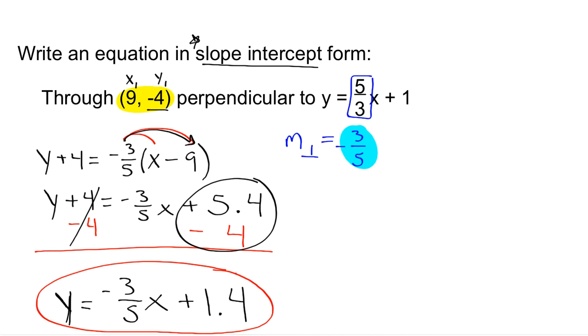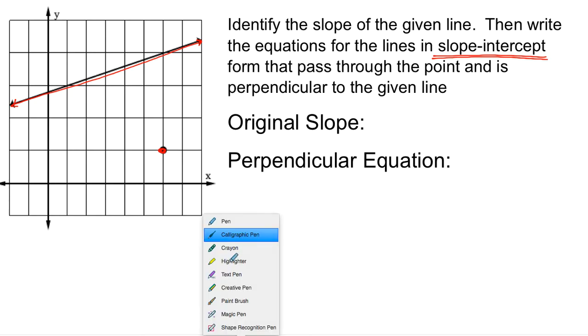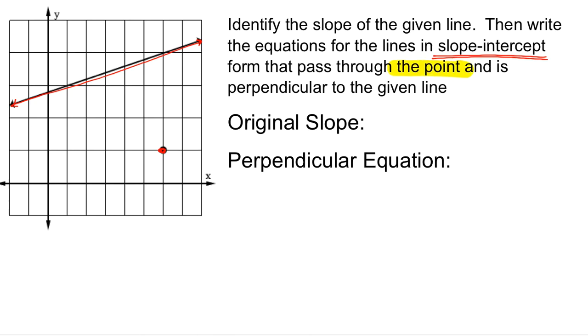And the last example we'll go through is really similar to this. The information is given in a little bit different format. I'm given a picture of a line, and I'm given a point. If I read the directions, we want to write an equation in slope-intercept form that passes through this point here, and is going to be perpendicular to this given line.